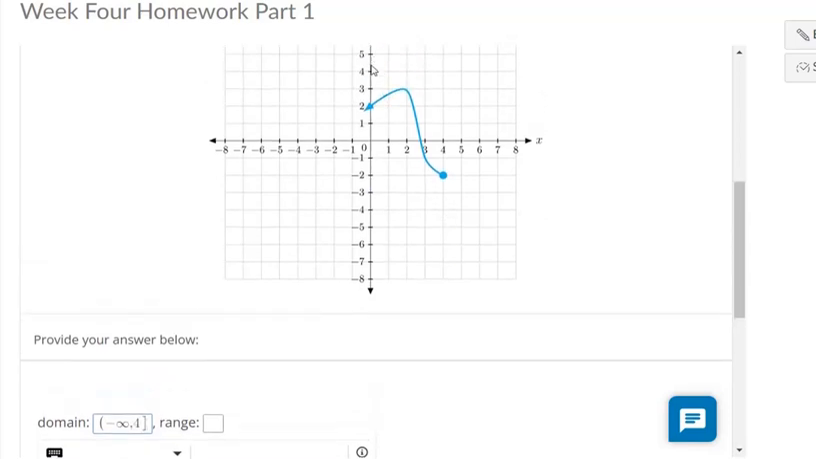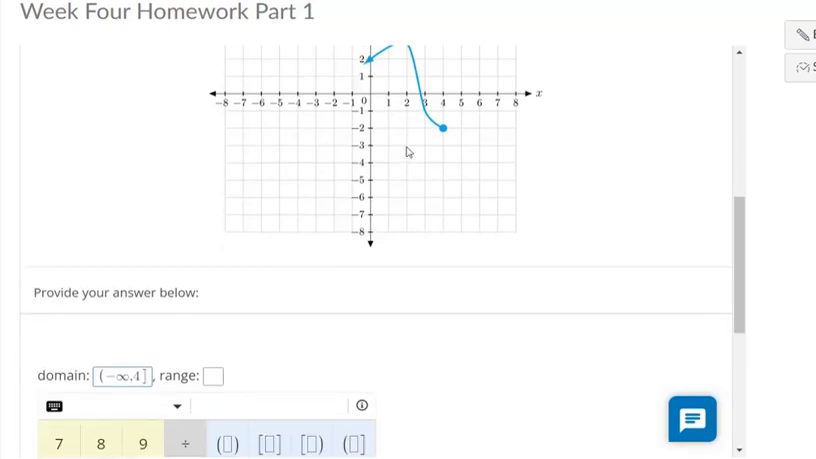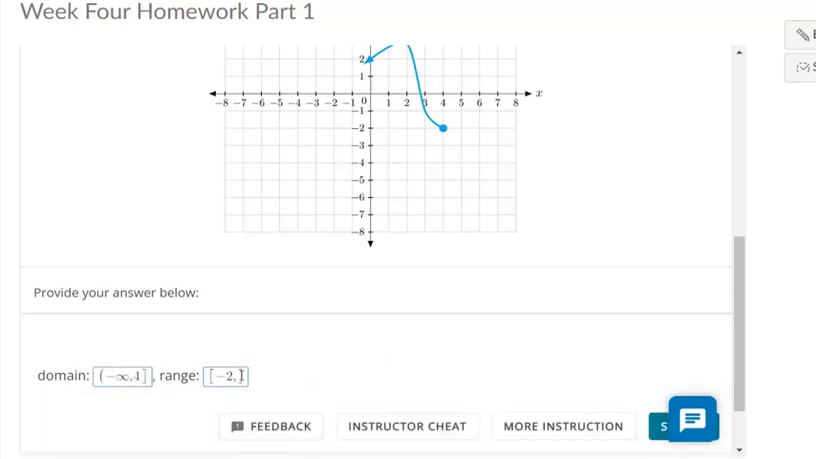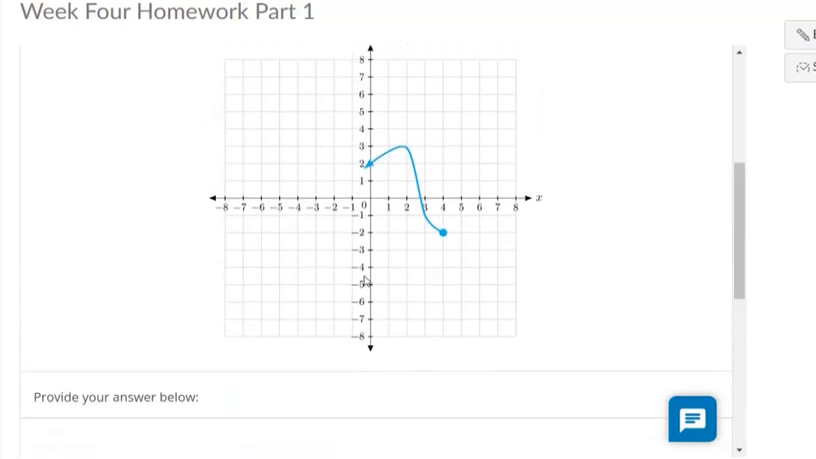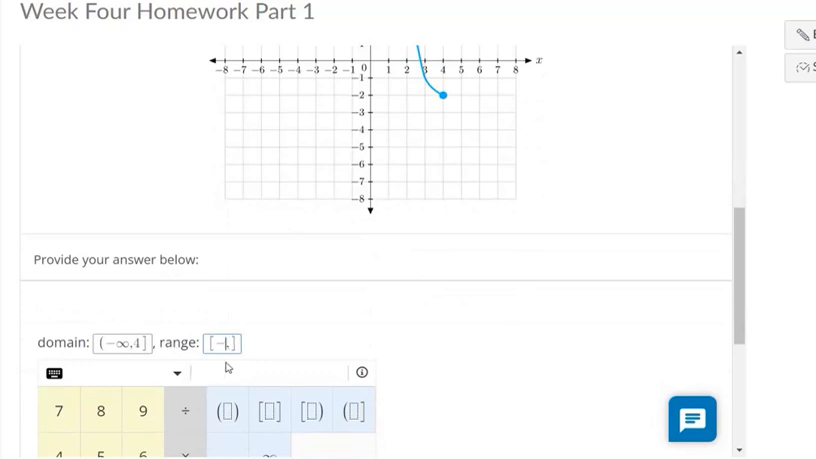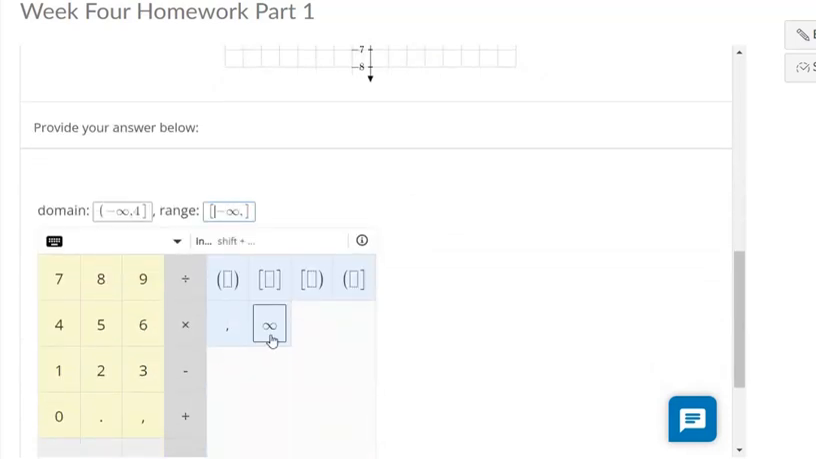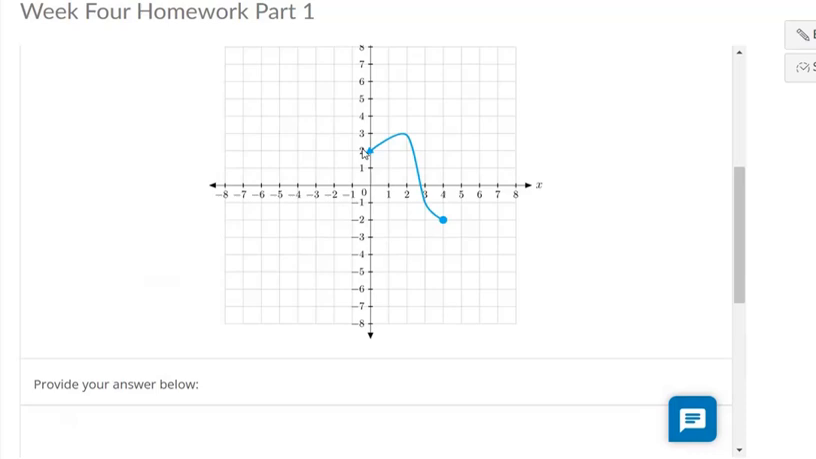For the range, the lowest possible value on the y-axis is -2. Remember, we always use parentheses for infinity. I haven't been emphasizing that in this video. But -2 is the lowest possible y value. Highest possible y value, we're never going to get higher. Oh, actually, I missed something. -infinity, we need a parentheses, because I forgot about this arrow.